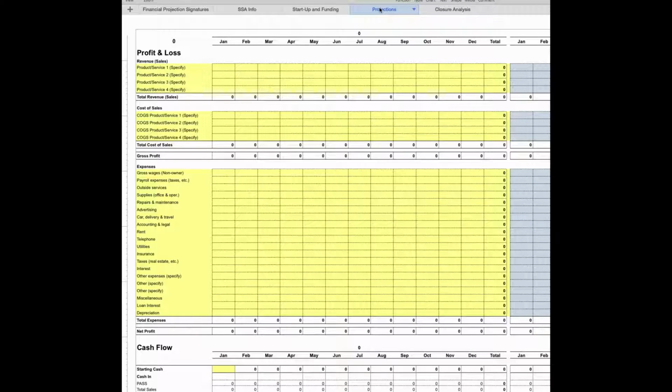The Projections tab. This is where you can view all of the key business financial projections spreadsheets, including profit and loss, cash flow, and the break-even analysis. Additionally, this worksheet is programmed to track personal income and expenses and relevant SSA benefit information as well.